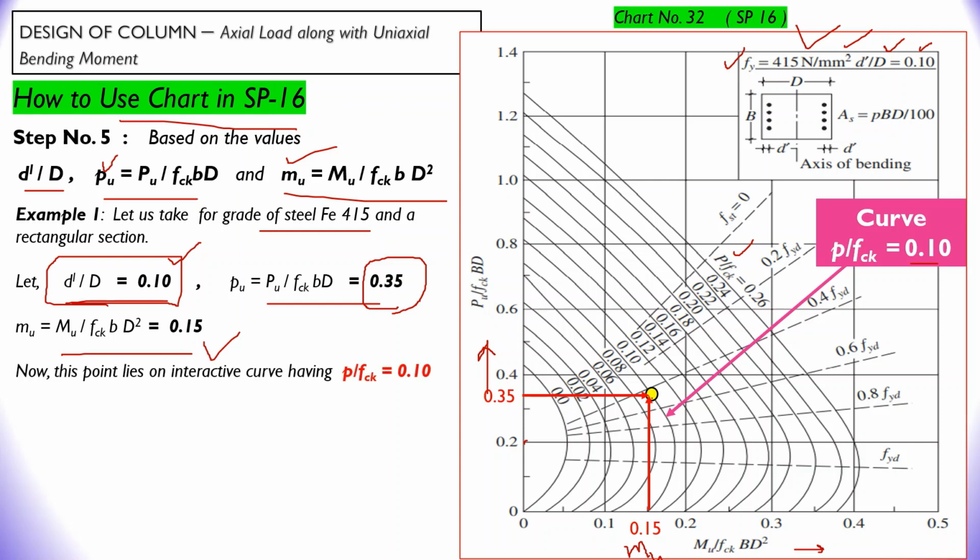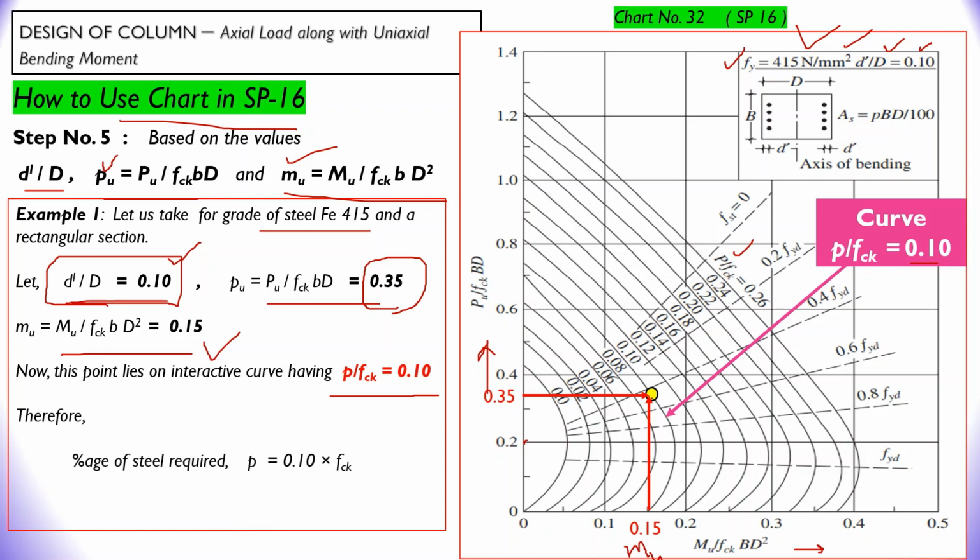So based on this interactive curve, we are getting the value of p by fck as 0.1. Now what is p? Small p is the percentage of steel. So from this value, we can get what percentage of steel is required. That will be 0.1 into fck, the grade of concrete. Based on grade of concrete, you can easily work out this much percentage of steel is required.